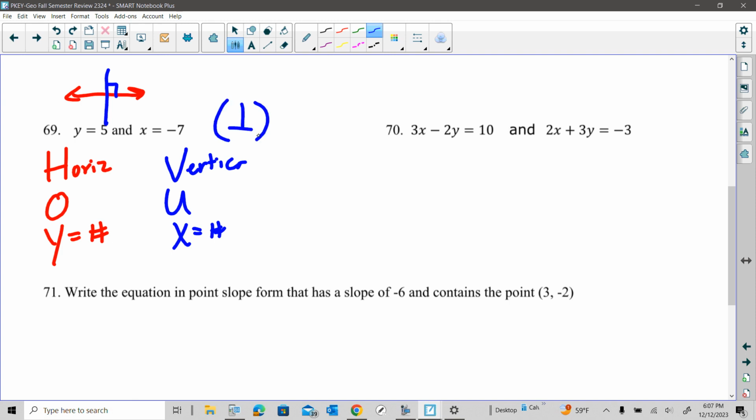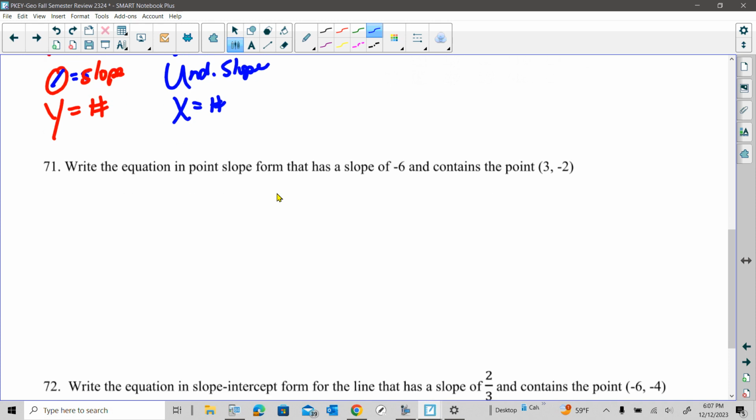Okay, so they're perpendicular. The other parts of the acronym, this is meaning zero slope. Zero slope. And this would be undefined slope. Okay, but you don't need the slope. You just need to know what type of line it is. Okay.